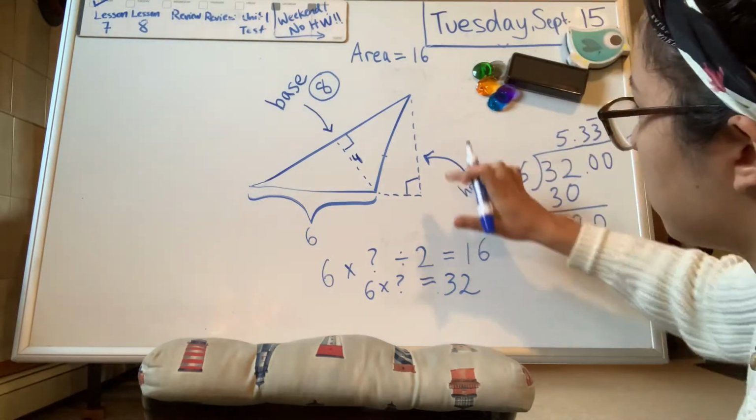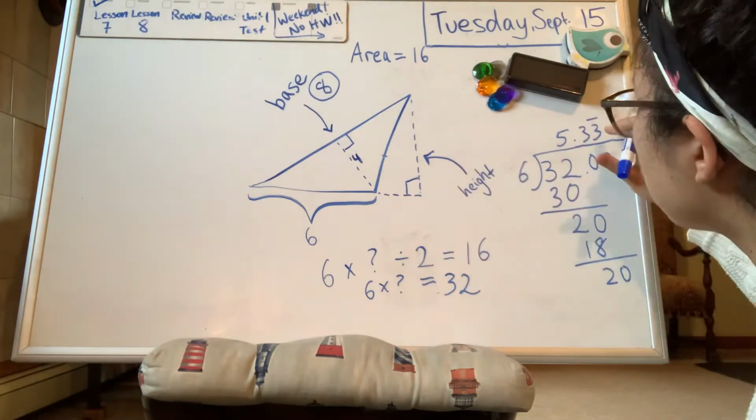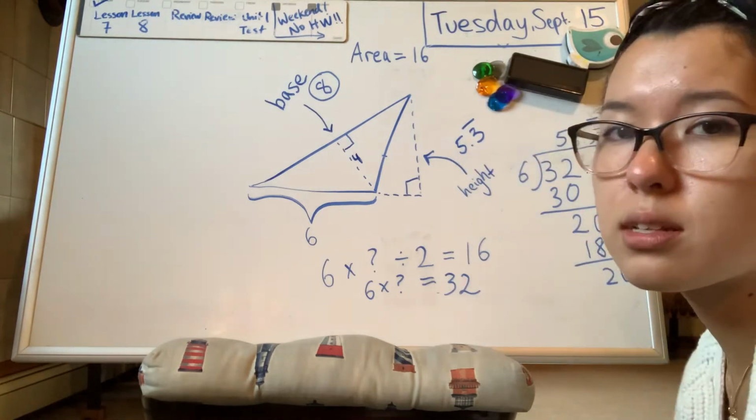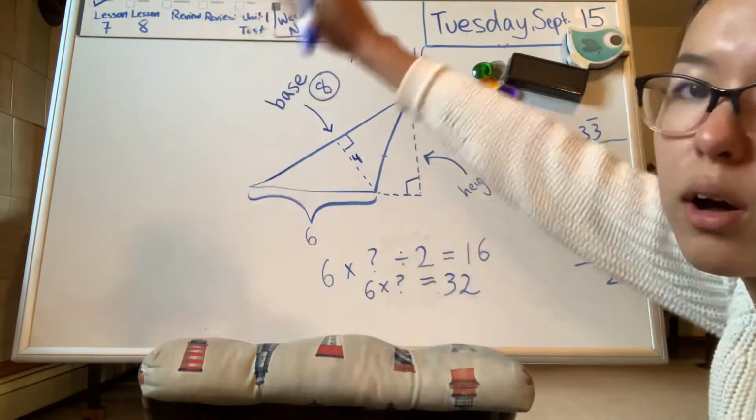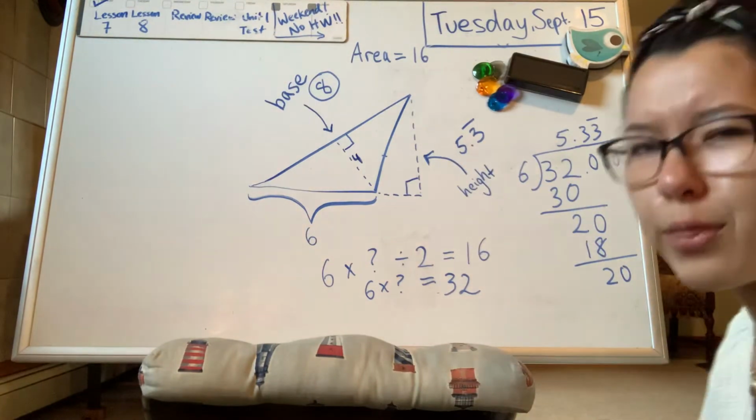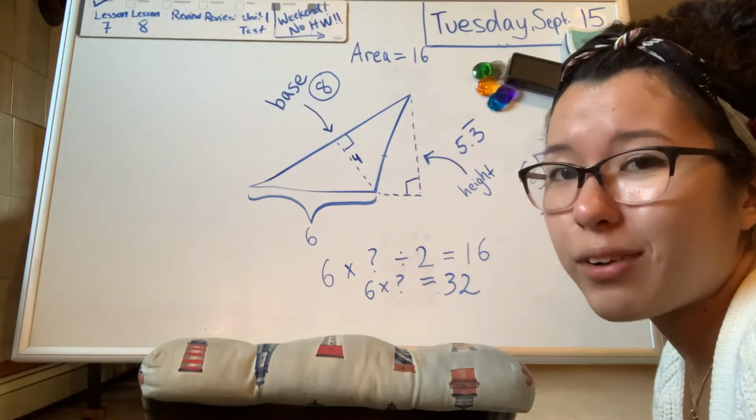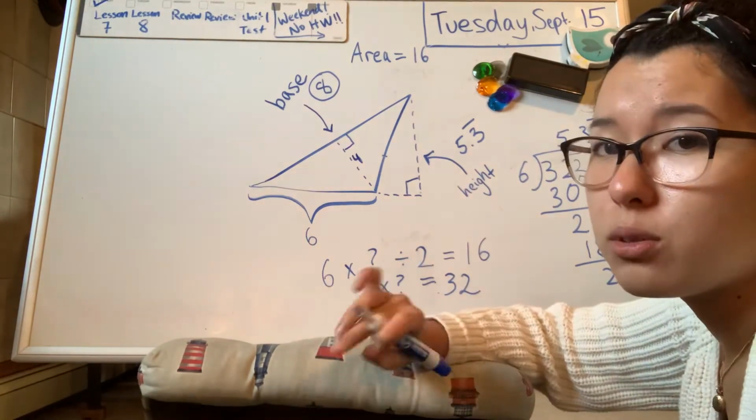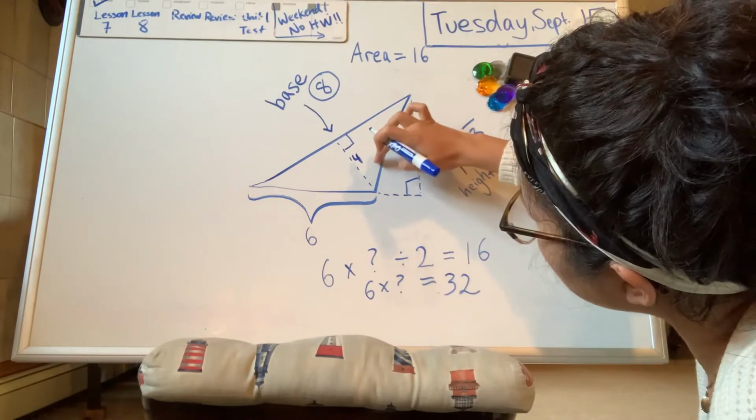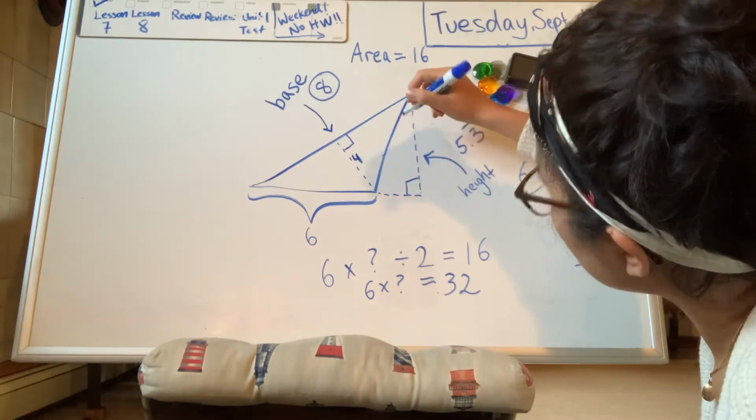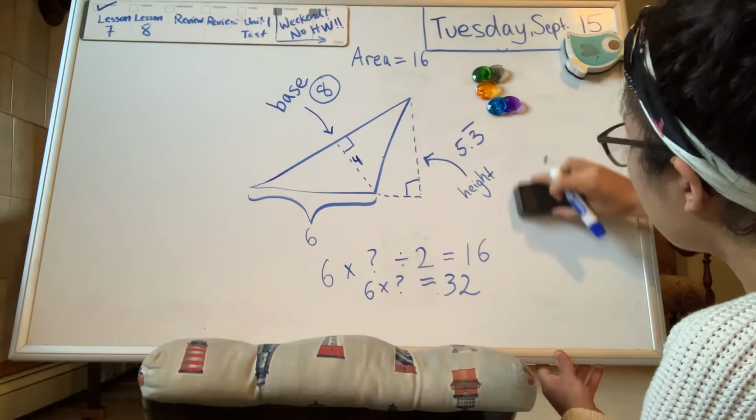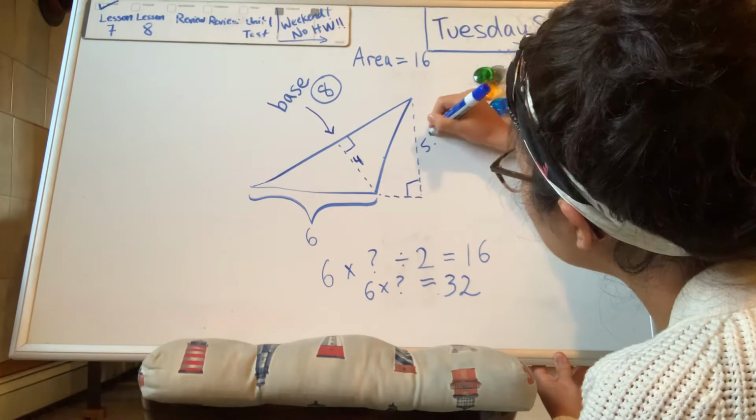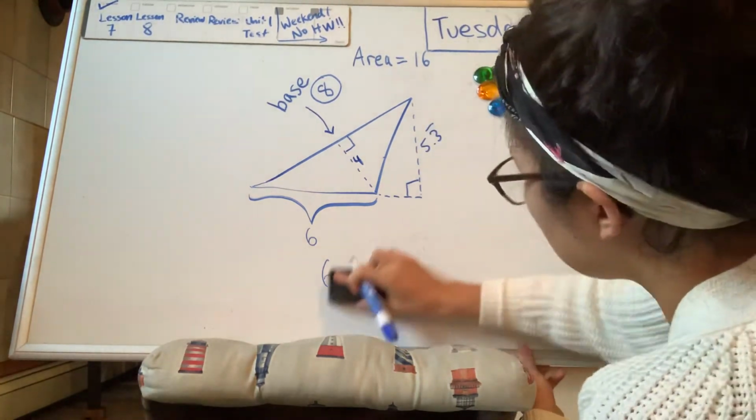So I know that my missing value, my height, is 5.33333 forever and ever. That bar represents that it's a repeating decimal. It will just go on infinitely. Okay, there is one last set of height and base for this triangle. What is the one side length we have not used yet? This one right here. Okay, so I'm going to erase this stuff now so we can get it out of the way. We've found that this is 5.3333333. We did all this stuff.